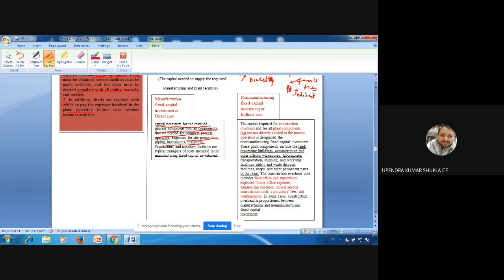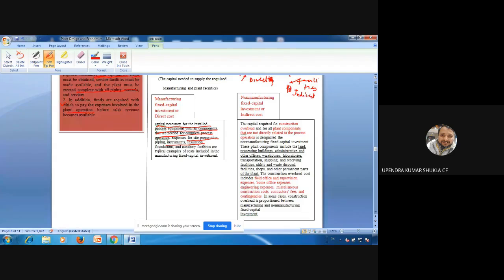Now, as far as non-manufacturing fixed capital investment is concerned, just remember that non-manufacturing fixed capital will be plant facilities. The indirect cost. Indirect means it will not directly participate in manufacturing. So it is the capital required for construction overhead. We call it overhead also because this is directly not related to manufacturing. So construction overhead, and for all plant components that are not directly related to the process operation.